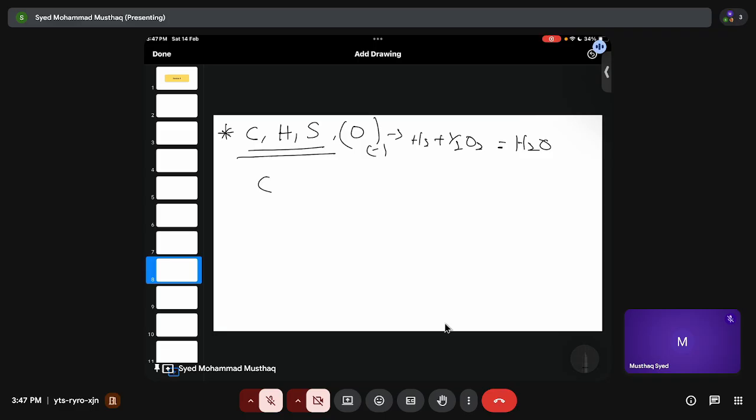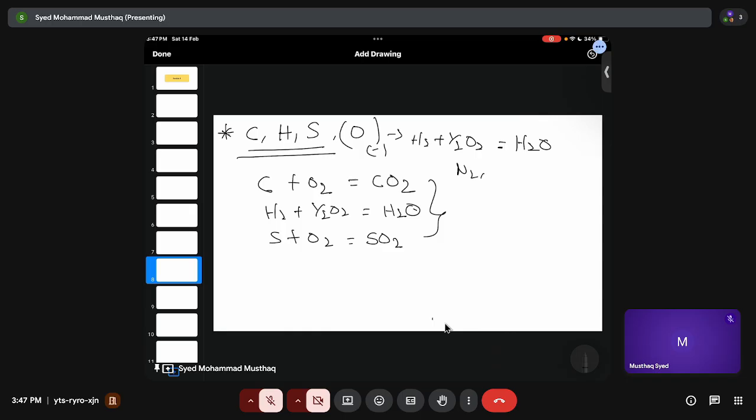Whenever carbon reacts, for now we are talking about complete combustion. On complete combustion, it will give you carbon dioxide. Hydrogen on complete combustion will give you H2O. Sulfur on complete combustion will give you SO2. On further combustion of sulfur you will also get SO3, but we are not going to involve that part now. Let's stick with these three reactions.